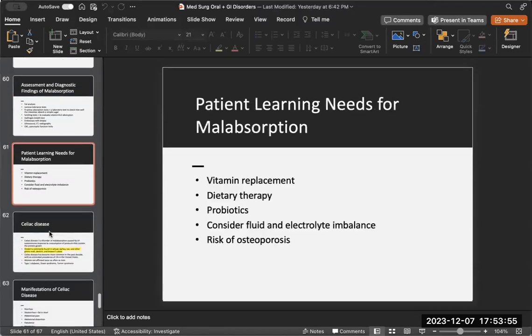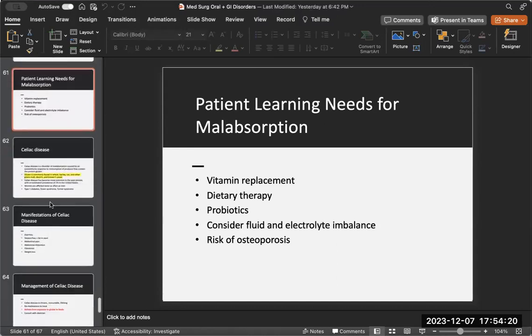Now, what do we do if they have malabsorption? Well, we need to still figure out a way to give them those nutrients. So, vitamin replacement, dietary therapy, probiotics, which promote GI health, and potential fluid and electrolyte imbalances, and we need to watch out for those, right? And if they have malabsorption, if we can't get that calcium and vitamin D, they're at risk for osteoporosis, okay? So, those are things that we need to keep in mind.